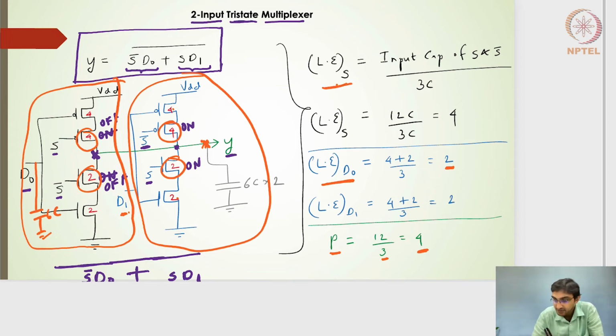For the select line, the logical effort is basically the input capacitance seen for both S and S bar. So that's what we take, and then divided by 3C. Right? So in this case, for the select line S and S bar, I will have 4 plus 2 divided by 3C, which will be nothing but 4. So what we are saying for the select line is, we are considering the input capacitance of not only S, but also of S bar.